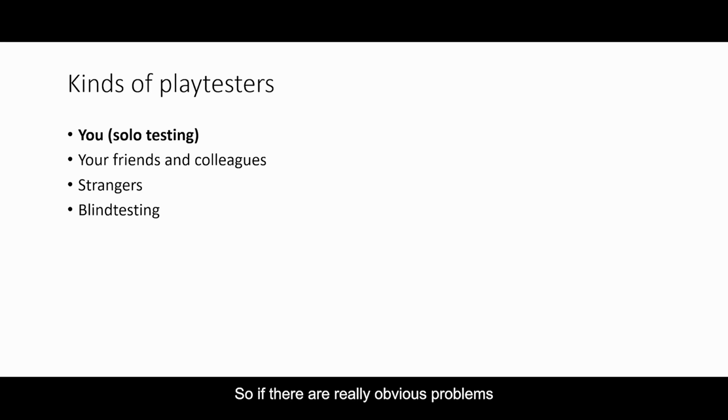So if there are really obvious problems that you can find early on, like really obvious game crashes, exploits, or confusing parts in the rules that you can find yourself, figure those out on your own and fix them first before you get other people involved, because otherwise your other playtesters are just going to find the problems that you could have found yourself instead of finding other things that you would miss.